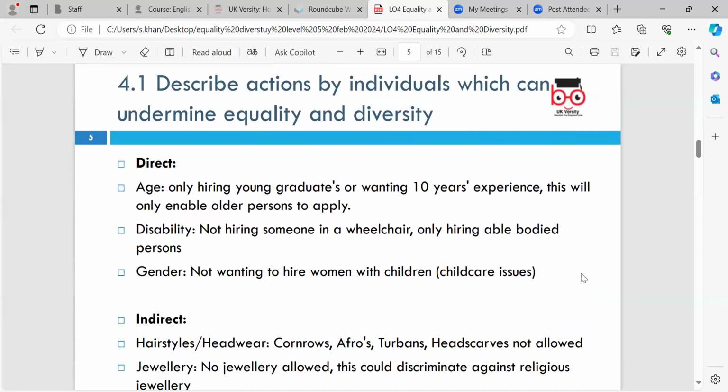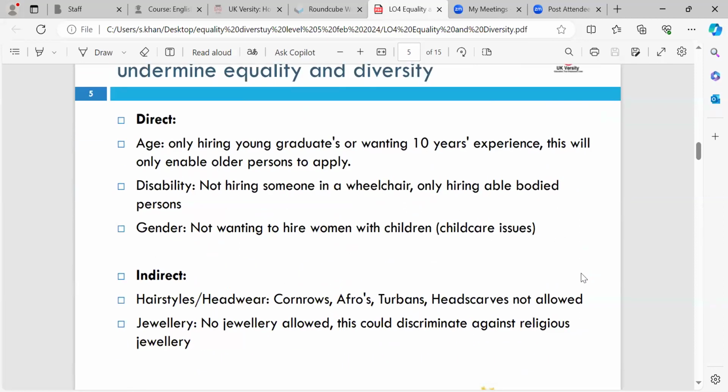4.1 again, describe actions by individuals which can undermine equality and diversity. And we've got direct, which is age. Some examples: this is like only hiring young graduates or wanting 10 years experience. This will enable older persons to not apply.